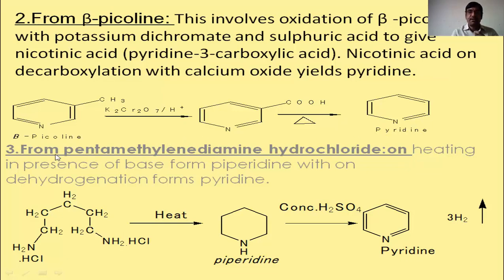The third method of synthesis is from pentamethylene diamine hydrochloride. On heating, in the presence of a base, it forms the piperidine, which on dehydrogenation forms the pyridine.